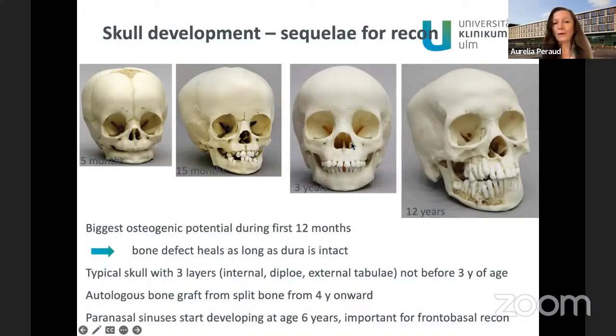And when you're worried about frontobasal reconstruction and possible interference with the frontal sinus, you should know that the sinuses don't start to develop before the age of 6 years. And the frontal sinus is present from maybe 10 or 12 years on. So don't worry too much about sinuses in children.